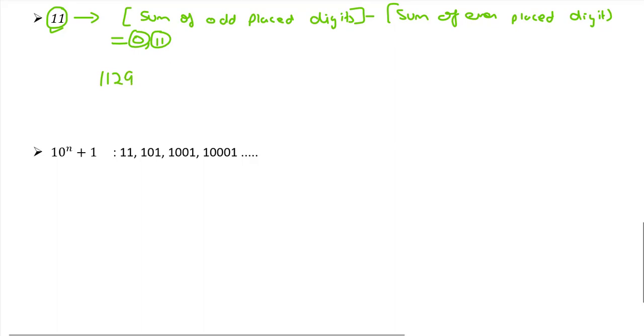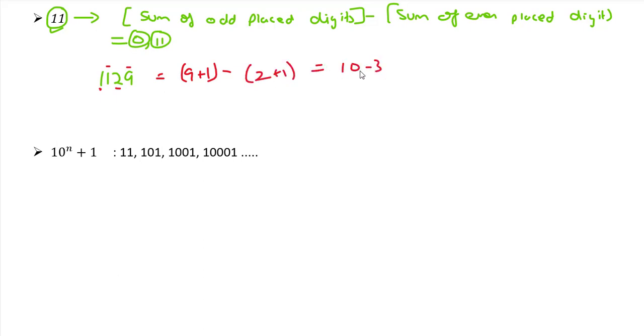Let us consider an example, 1129. In this, 9 is at the first place, which is an odd place. The number 1, which is at the third place, is also an odd place. The number 2, which is at the second place, is an even place, and this 1, which is at the fourth place, is also an even place. So if we take their sum, 9 plus 1, and subtract from it the sum of the even place digits, which is 2 plus 1, we'll get 10 minus 3. The answer comes out to be 7.